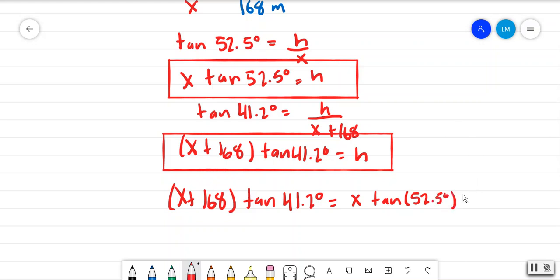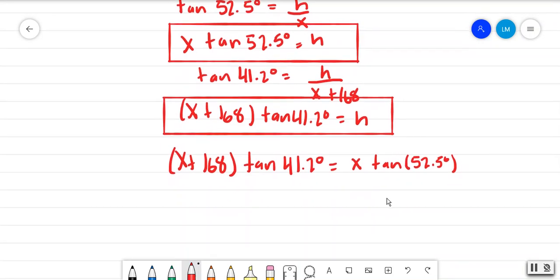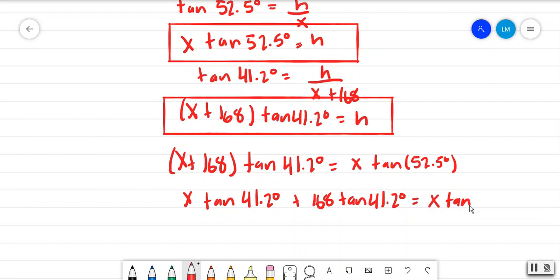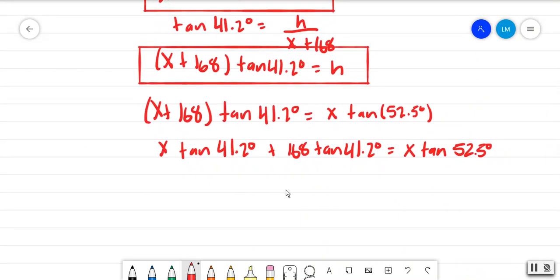Now this is where it gets a little interesting because I need to basically solve for x. So the next step would be to get x tangent 41.2 degrees plus 168 tangent of 41.2 degrees is equal to, same thing, x tangent of 52.5 degrees. Now the next step is that we need to basically get everything on one side. So let's go ahead and just subtract the x tangent of 41.2 degrees.